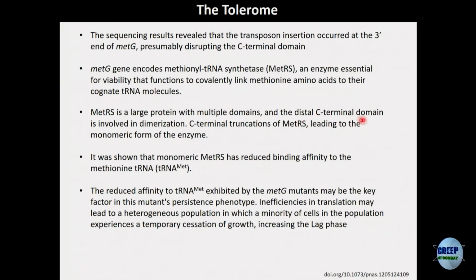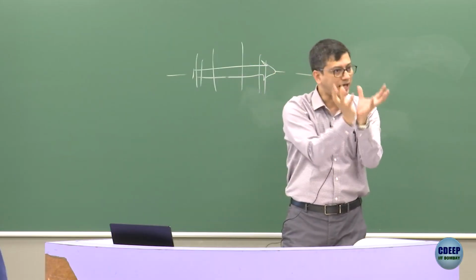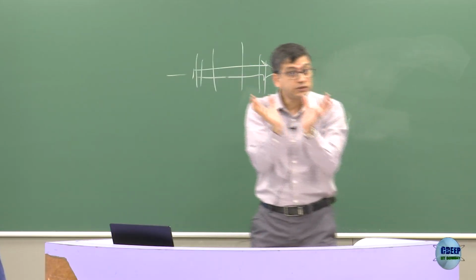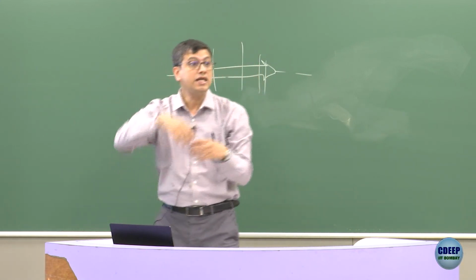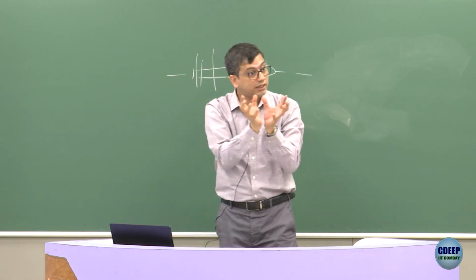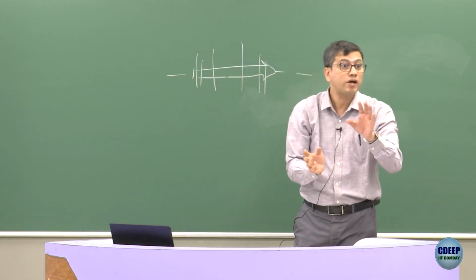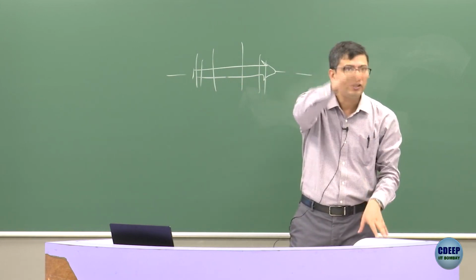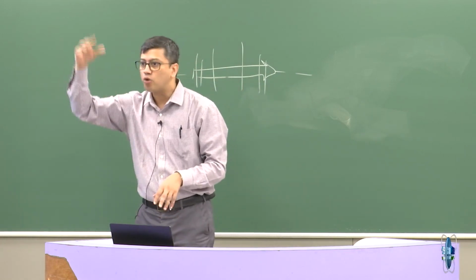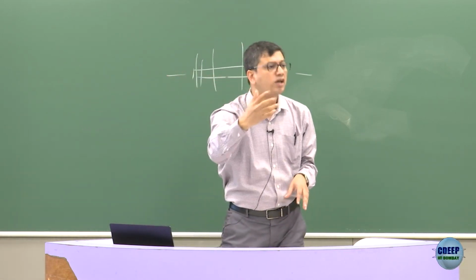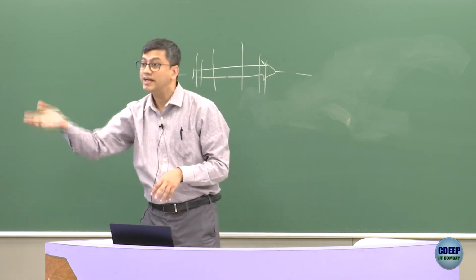And the distal C-terminal domain is involved in dimerization. So the C-terminal domain allows two MetRS proteins to come together and form a dimer. In this dimeric form, the protein is enzymatically highly active. Not necessarily that the monomer is inactive; the monomer is lowly active. If the activity of the dimer is, let's say, 100, the monomer activity is somewhere around 15 or 10, something like that. So it is not inactive, it is less active.